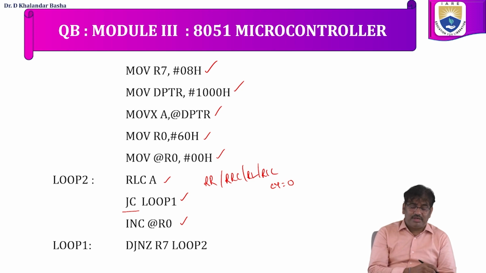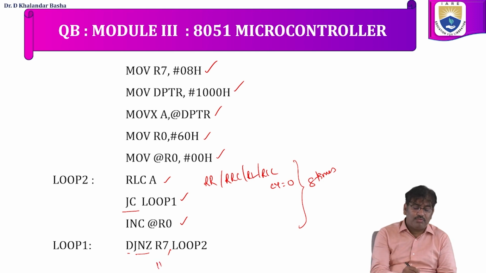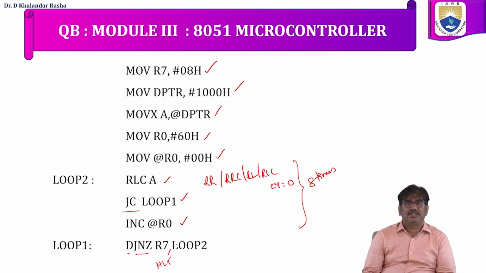After checking 1 bit, we have to check a total of 8 bits. So decrement the R7 register. If R7 is non-zero, go to loop 2. So this loop 2 will be iterated for 8 times. Once all the 8 bits are done, DJNZ will terminate the loop. Then we can stop the program by using the HLT instruction.